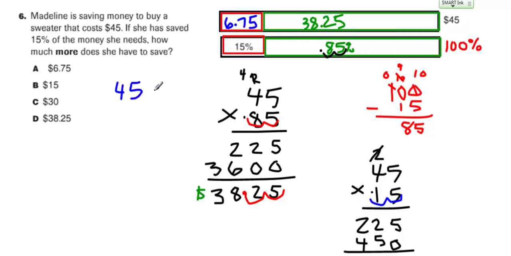Now, just to be on the safe side, it might be a good idea to double check and make sure that if we subtract these two values that we got the same thing that we got here, just to double check. Make sure these two things add up to be $45. Make sure these two things add up to be 100%. Maybe check the cross products. If this matches this, then you can be pretty confident that the answer is choice D.